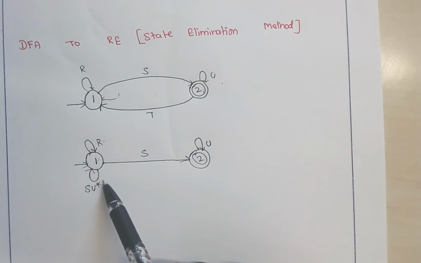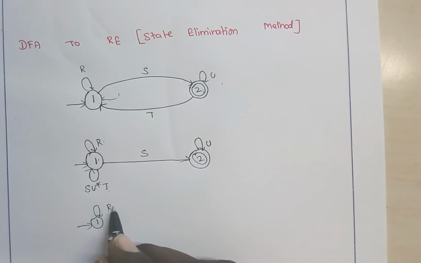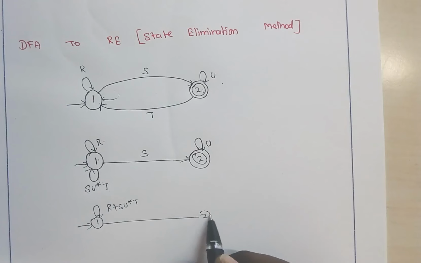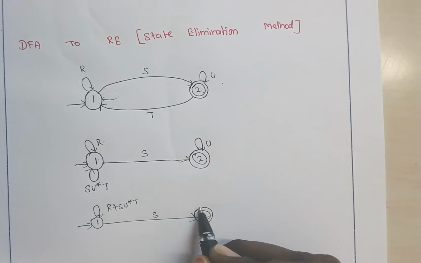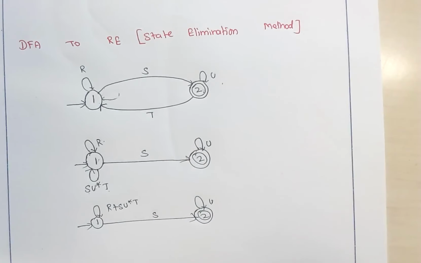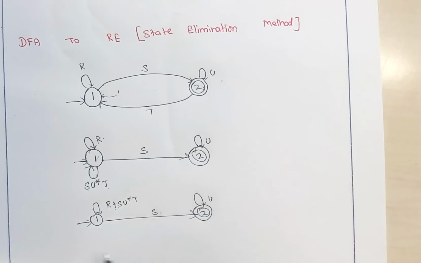This can be considered as parallel edges, so I can write this as R plus S U star T, and the remaining transitions remain as they are: here it is S and here it is U. Since I have two different self loops on the same state, I can combine them as parallel edges. For parallel edges we use the plus operator for combination. So it is R plus S U star T as the loop, and then you have S and U. Now this is a normal reduction from the starting state to the final state.